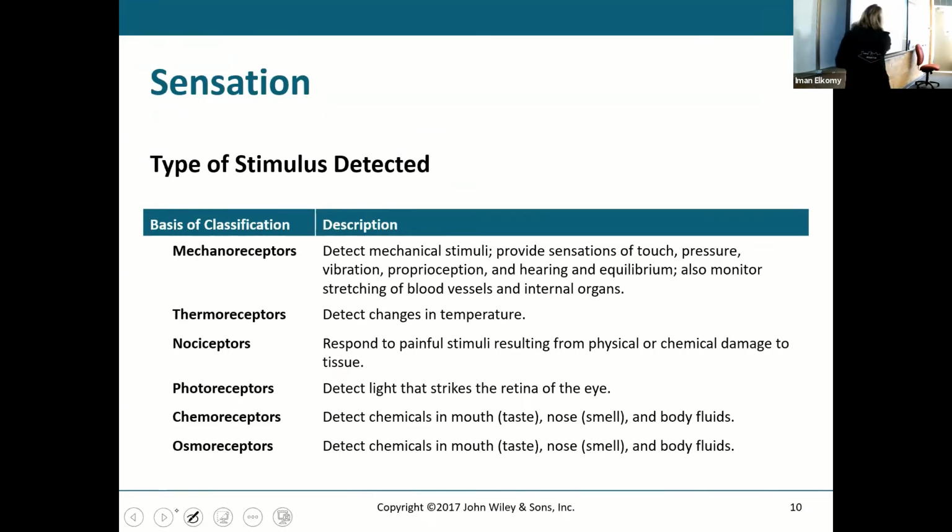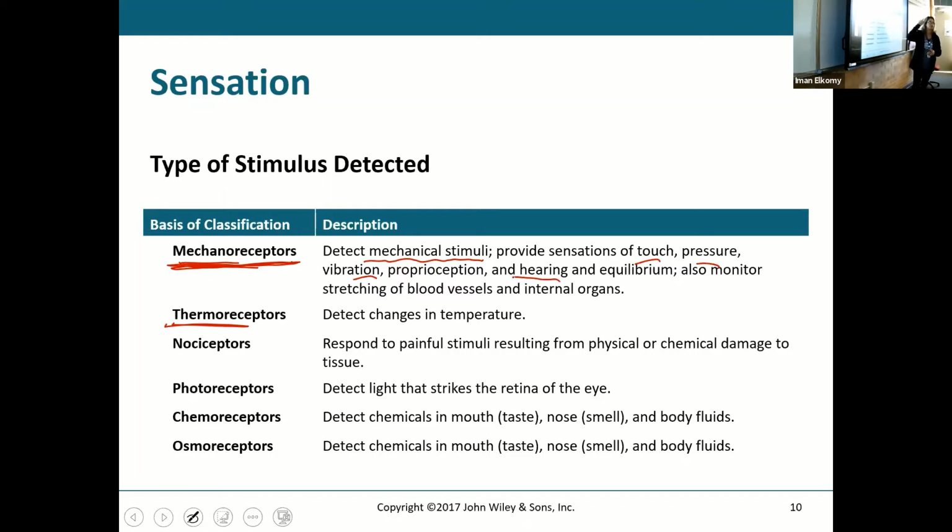Now, mechanoreceptors and thermoreceptors. Just by the name, you can kind of tell what kind of receptors these are. And these are according to the type of stimulus. So mechanoreceptors will be mechanical stimuli. Mechanical stimuli, what does that mean? Things like touch, pressure, vibration.